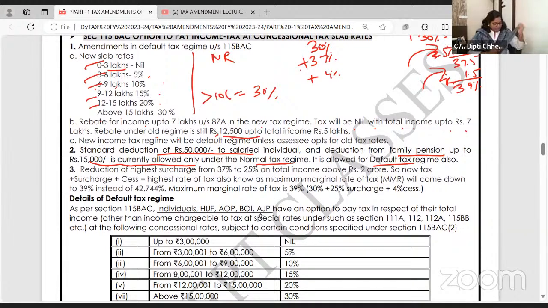Done? So is this very clear to all of you? समझ में आ रहा है आप सबको?